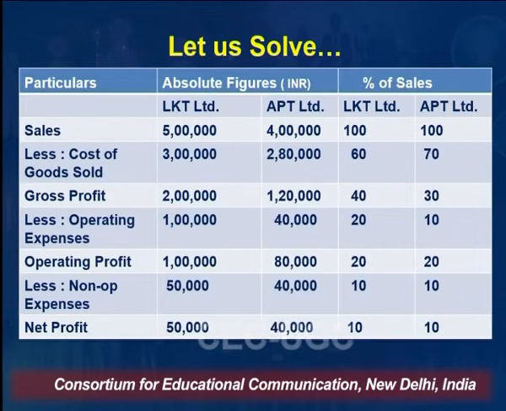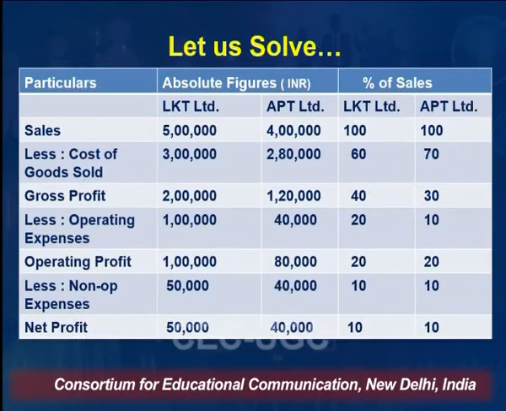Very simple, let us solve. Very simple to calculate. We have taken the absolute figures from the question or whatever information is given in the question. The first three columns are basically a representation of that. The calculation part is the remaining last two columns where we have computed the percentage of sales. So sales is supposed to be 100 for both the companies, and here is the point where we are offering it a common size.